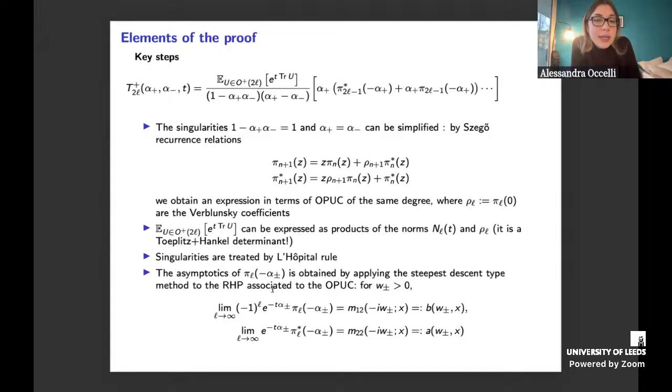When you look at the asymptotics of the pi's, you obtain the entries of the Riemann-Hilbert problem associated to the Painlevé II equation that we saw in the full space case. So you obtain the same functions A and B. And basically this is the last step: you perform the asymptotics of B and A for particular values, W plus and minus equal to 0. And you obtain the final expression of the half space Baik-Rains distribution.